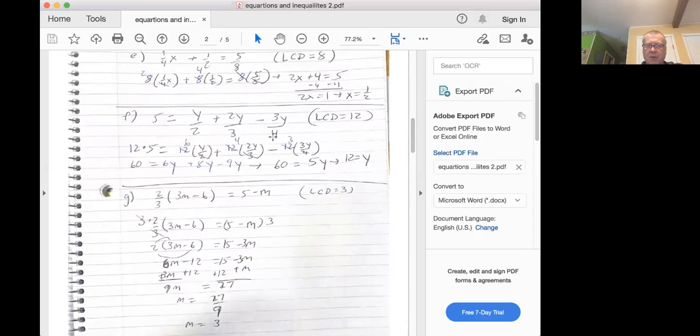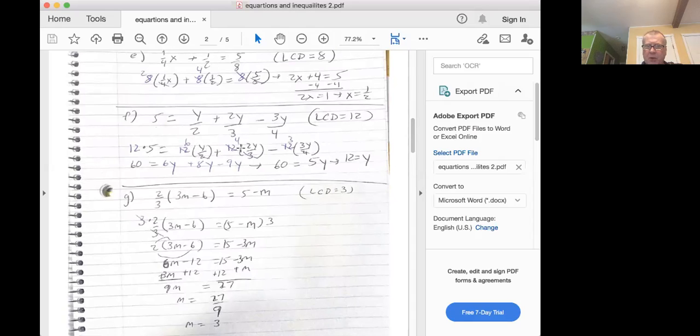We have a 5, a y over 2, a 2y over 3, and a minus 3y over 4. The 5 has a denominator of 1. So the common denominator is 12. So we multiply everything by 12, including the 5. Nothing gets canceled there. So 12 times 5 is 60. If I multiply y over 2 by 12, the 12 cancels with the 2, giving us 6y.